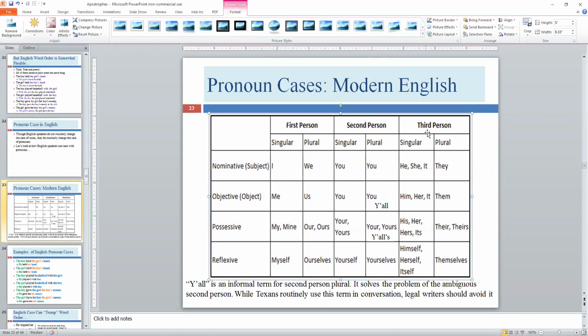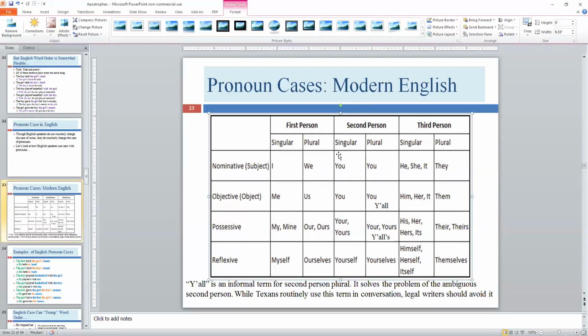Okay, so now let's go to the third person singular. We have he, him, his. Third person singular female is she, her, her. Third person neuter is it, and its. Third person plural is they, them, and their.